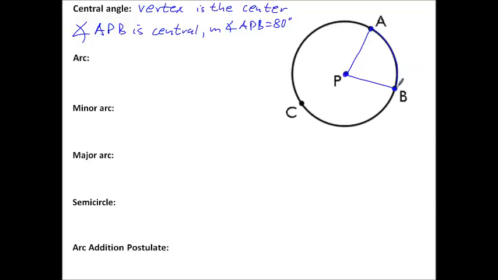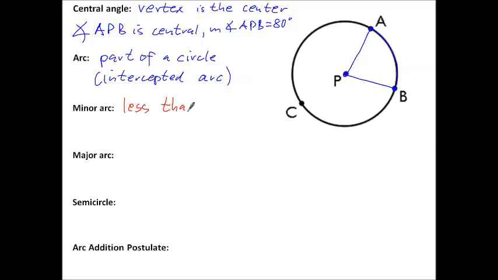And where the angle connects with the circle, it cuts out a piece of that circle, and that piece we call an arc. So an arc is a part of a circle, and sometimes we also call it intercepted arc. And there are two different types of arcs. We have minor arcs. Minor arcs are arcs that are less than halfway around the circle.